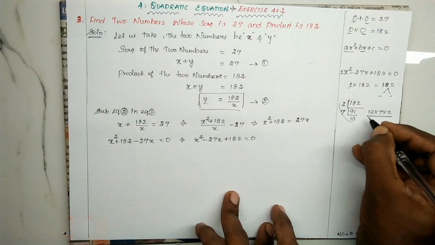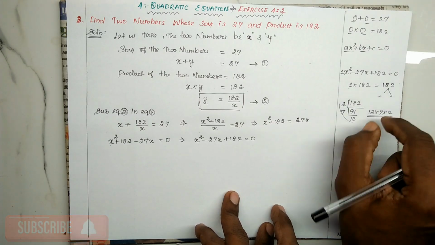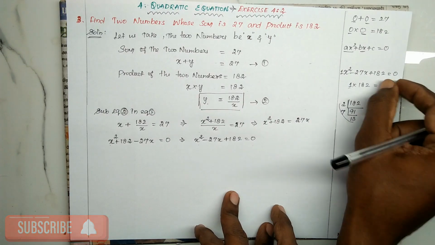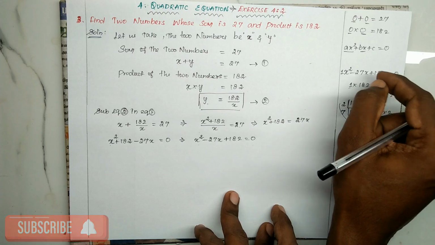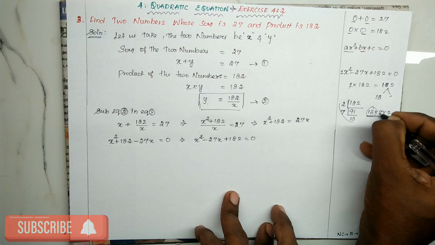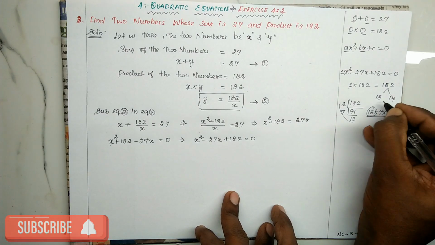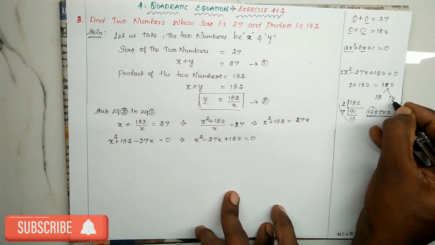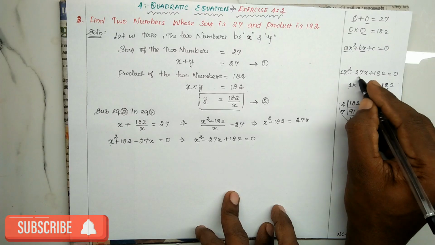So we can align these three numbers into two numbers such that when multiplying the two numbers we get 182 and when adding these two numbers we get 27. Now this is 13, and 7 into 2 will become 14. So 13 into 14 will become 182. If we add this 13 and this 14, we will get 27.